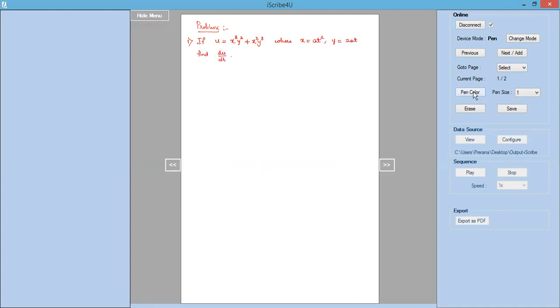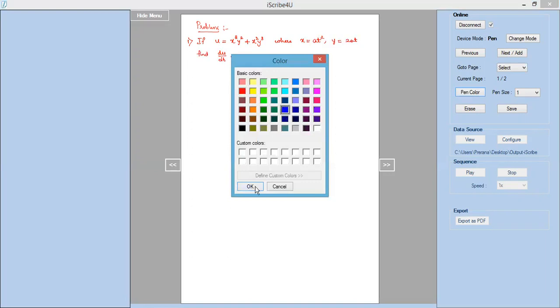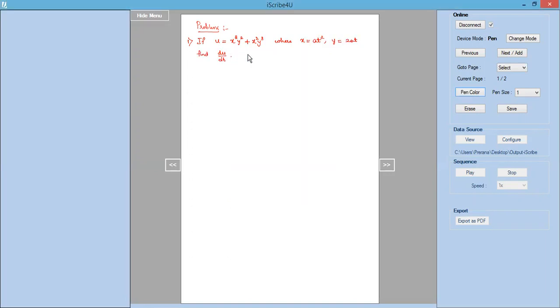So given u as a function of x comma y, so u is defined as x cube y square plus x square y cube, and x and y in turn are defined as a function of t. So x is equal to at square and y is equal to 2at, where a is a constant. We have to find the total derivative du by dt. So we will usually do the analysis of the problem.